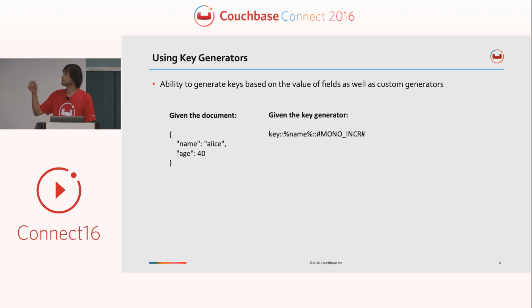So in the slide here, you can see we have a document that has two fields, name and age, and then we have a generator key, :name, which is going to be a field substitution, : and then mono inker. So if we run this against this document, then the result will be key : Alice : 1. And so Alice, because we've replaced what was in the name field, and then mono inker starts at 1.